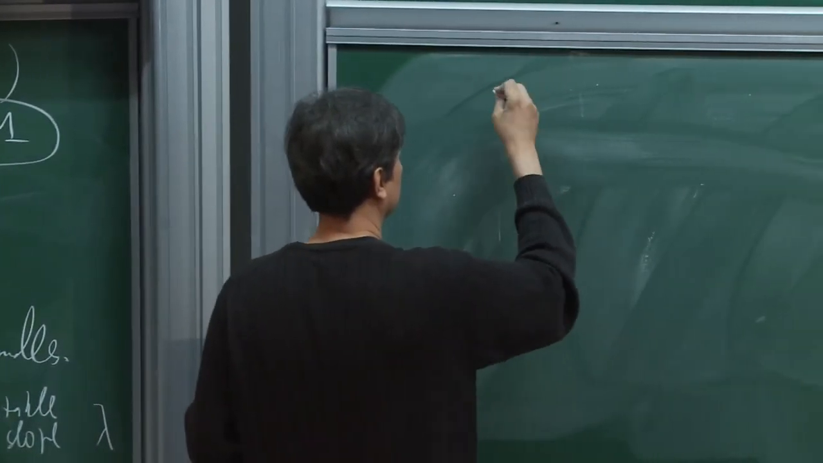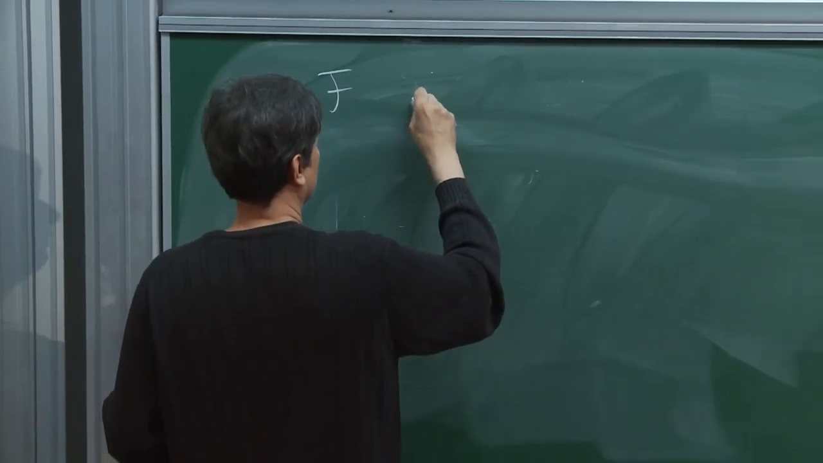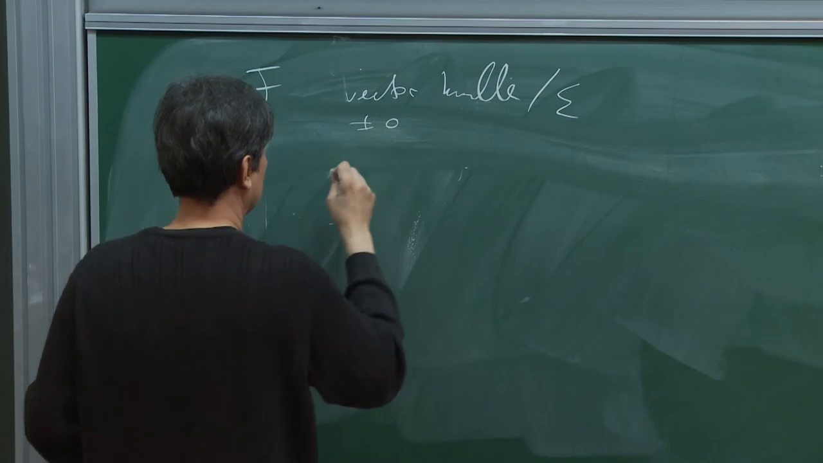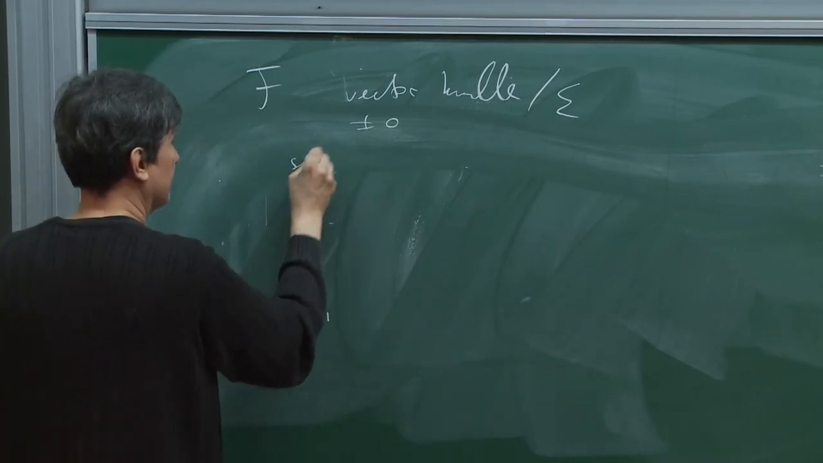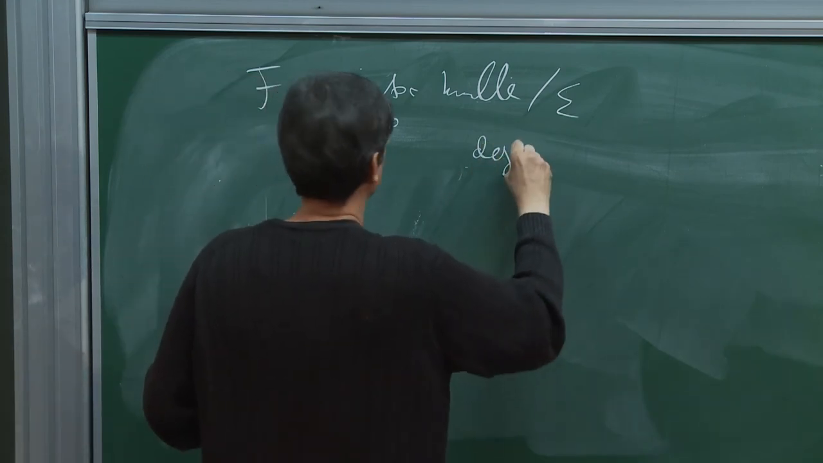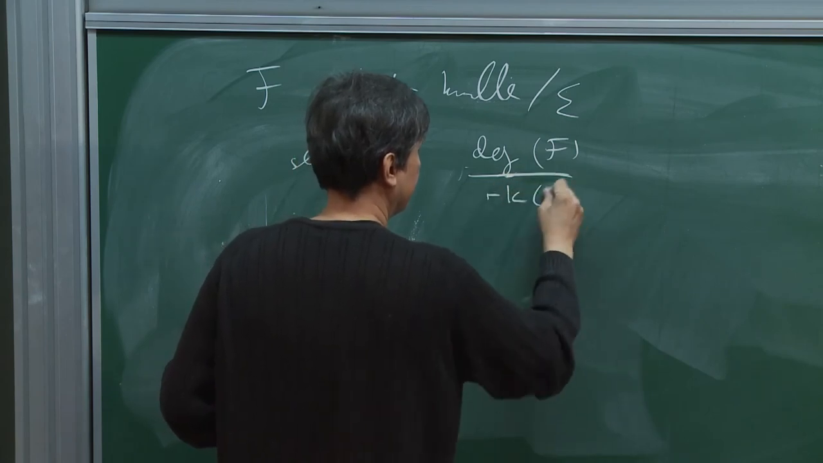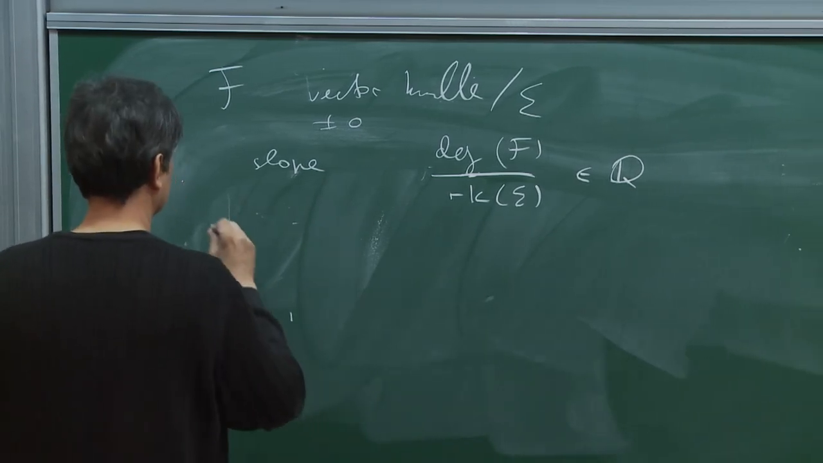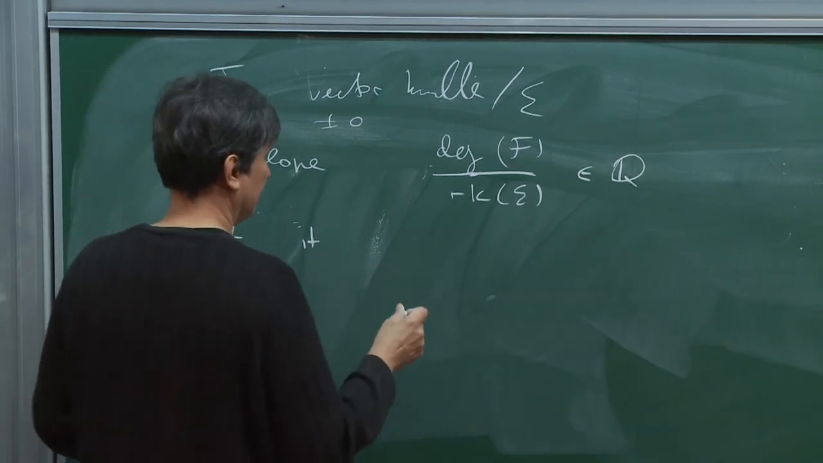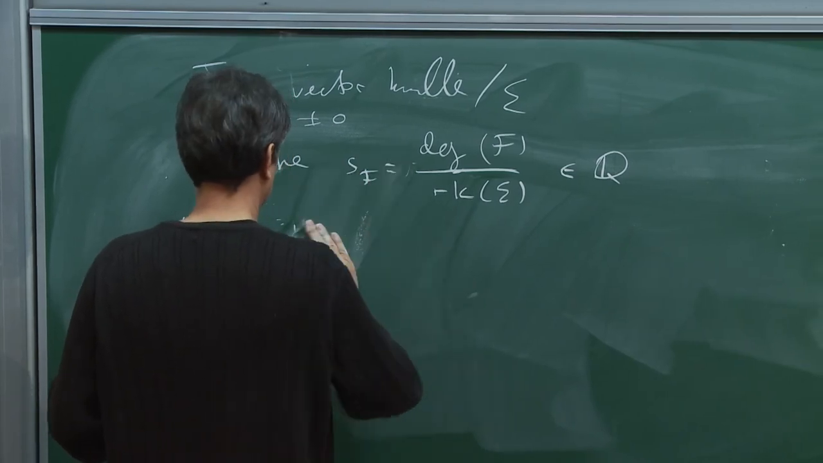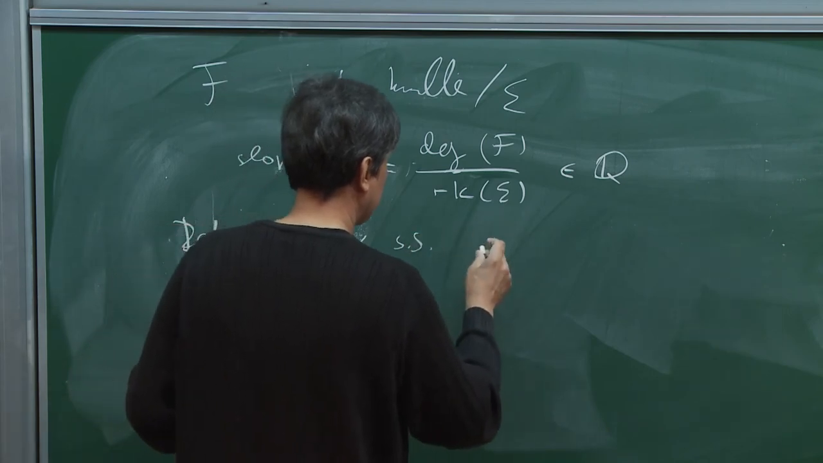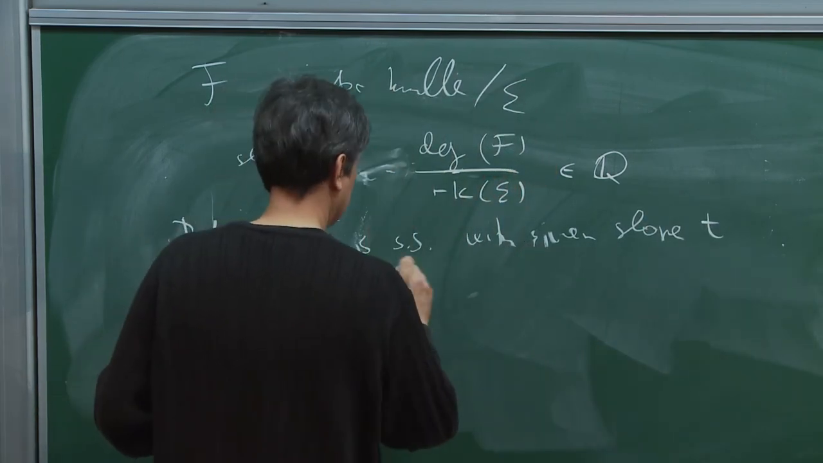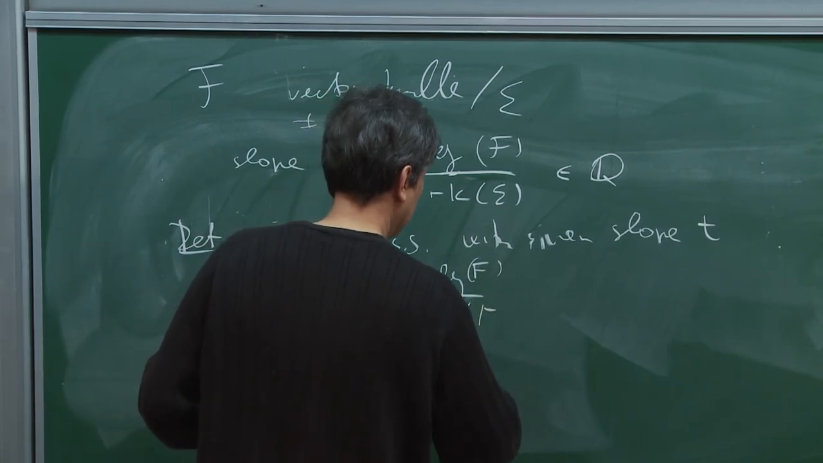If we have a sheaf, a vector bundle on the elliptic curve, suppose it's non-zero, then its slope will be the degree of the bundle divided by rank. It's some rational number. And by definition, this is the slope of F. F is semi-stable with given slope T if this thing is equal to T.